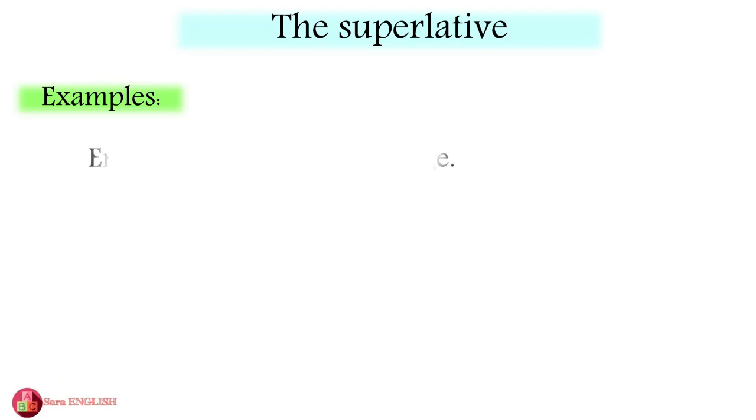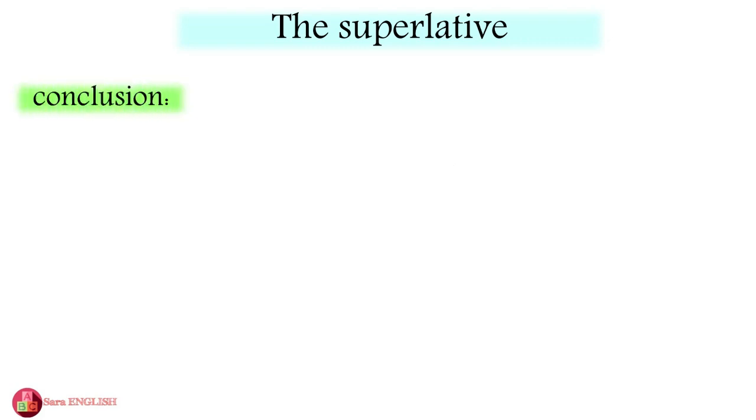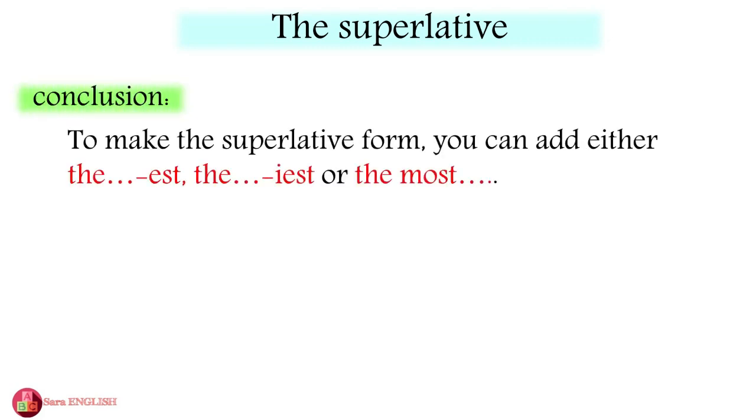Let's see other examples. English is the easiest language. Mona Lisa is the most interesting painting in history. So, as a conclusion, to make the superlative form, you can add either the plus the adjective with est at the end, the plus the adjective ending with iest, or the most plus the adjective as it is, without any change to the adjective.